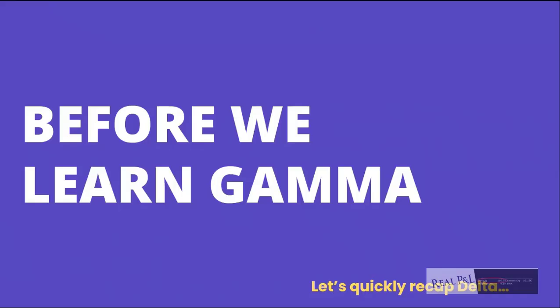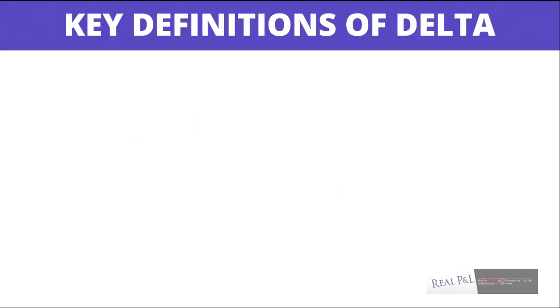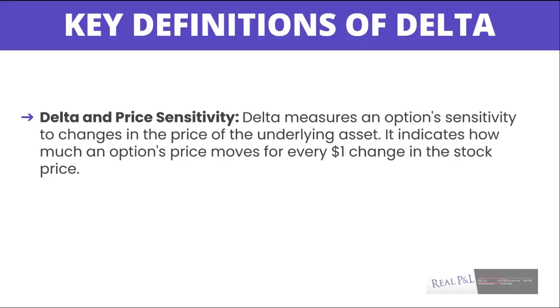In this lesson, I'm going to cover gamma. Before we learn gamma, let's quickly recap delta. The key definitions of delta. Delta and price sensitivity: Delta measures an option's sensitivity to changes in the price of the underlying asset. It indicates how much an option's price moves for every $1 change in the underlying asset or stock price.